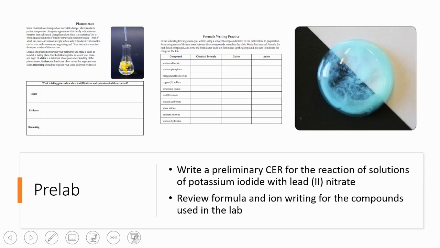This is an example of the data that you'll actually see. So this is a pretty cool picture of this kind of swirling green blue precipitate that we have when the two compounds reacted. Okay, so get to work on the pre-lab.